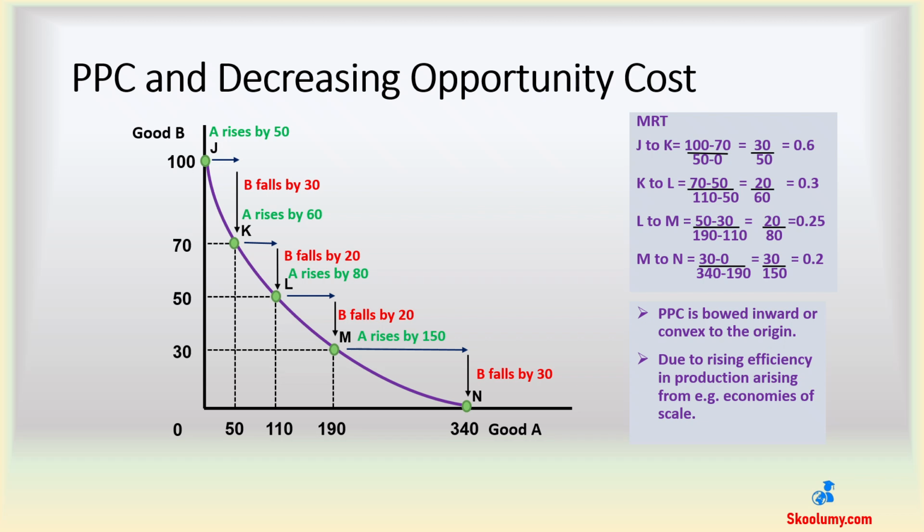If PPC is bowed inward or convex to the origin, MRT or opportunity cost decreases. This implies that the units of a product to be sacrificed keep falling as an extra unit of another product is produced. This may be caused by rising efficiency in production arising from economies of scale, which drives down its opportunity cost. Less of the product has to be sacrificed.